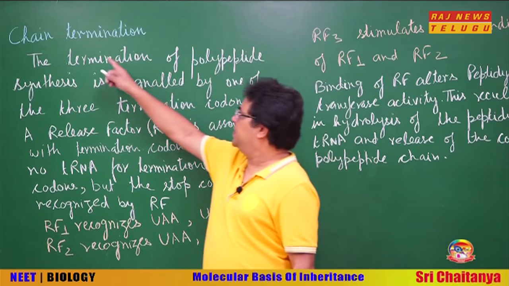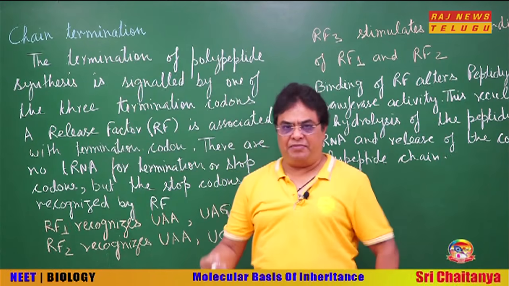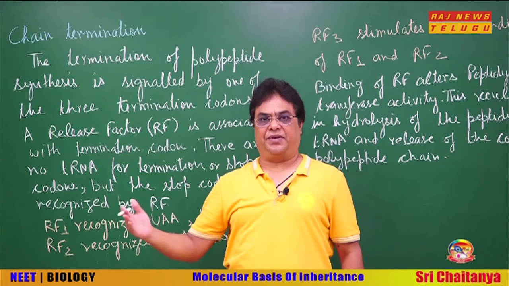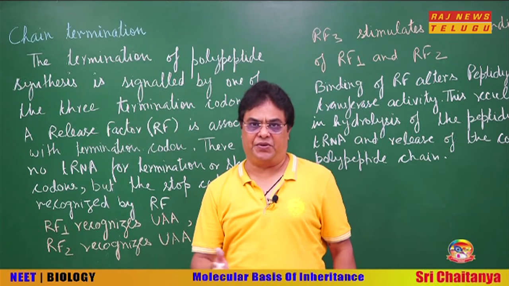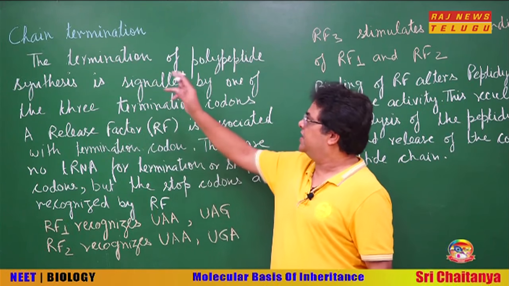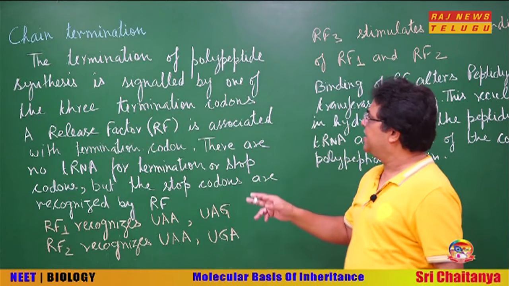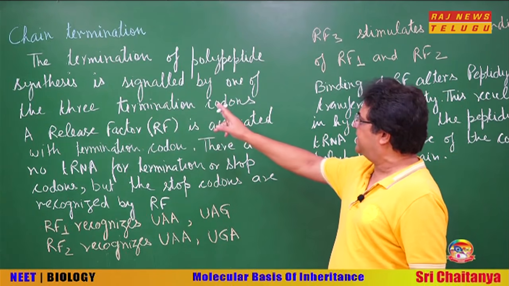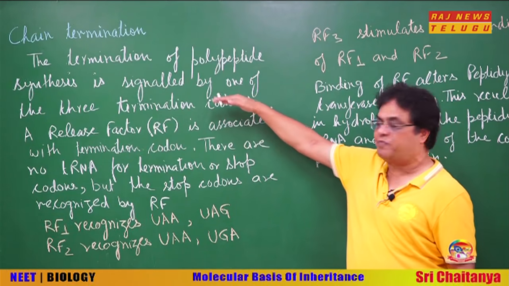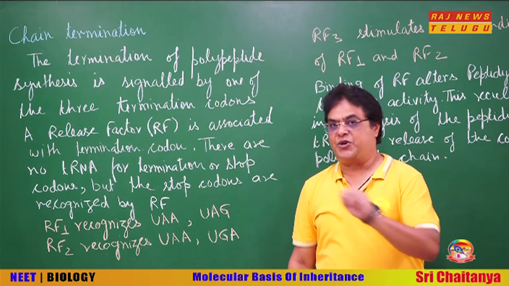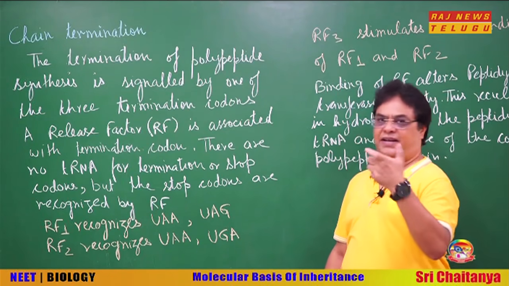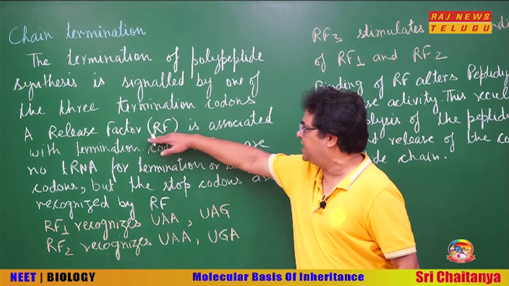So now we come to the chain termination. Remember, as long as a sense codon keeps on coming on the ribosome, chain elongation will continue. Once a stop codon or termination codon comes on the ribosome, chain elongation stops. The termination of polypeptide synthesis is signaled by one of the three termination codons or stop codons. There are no tRNAs for stop codons, but they are recognized by other factors called release factors.